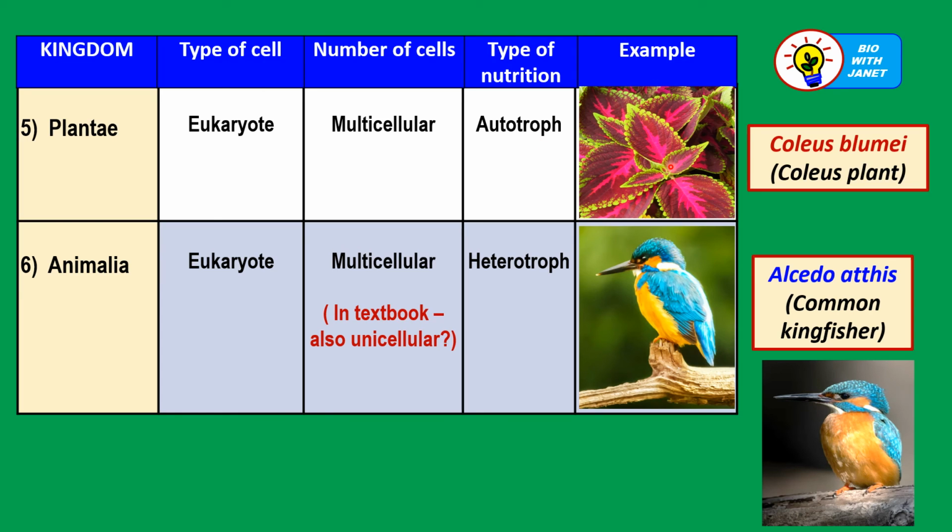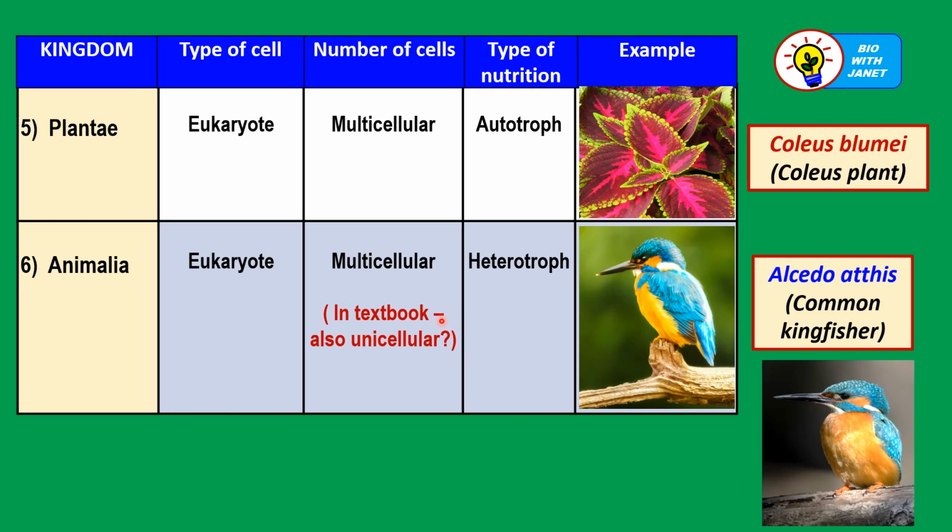Now, example of a plant which is an autotroph is Coleus blumei. So this plant is a decorative plant, right? And it has chlorophyll to carry out photosynthesis. Now, let's go on to Animalia. They are all heterotrophs, all right? Now, example is Alcedo atthis, the common kingfisher.